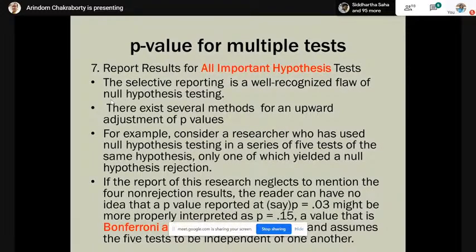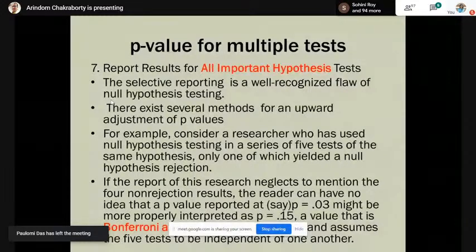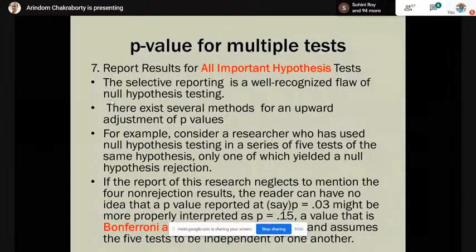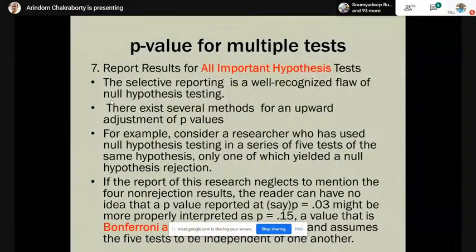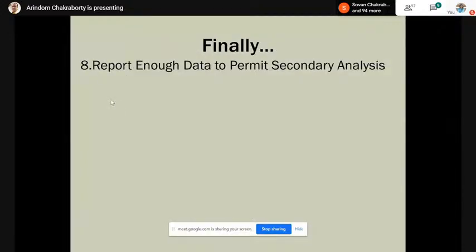For example, consider a researcher who has used null hypothesis testing in a series of 5 tests of the same hypothesis, only one of which yielded a null hypothesis rejection. So what he or she did, he or she reported only that hypothesis which yielded a rejection. It should not be like that. You should have considered all 5 cases and made some sort of correction using something like Bonferroni's correction, and then say that your combined p-value is this. You shouldn't do any sort of selective reporting. Whatever results you are getting, you should mention each and everything.